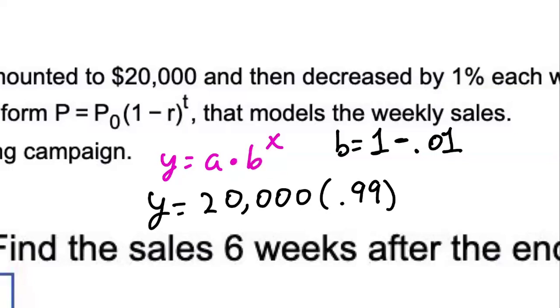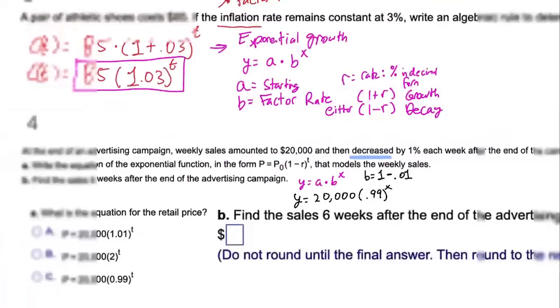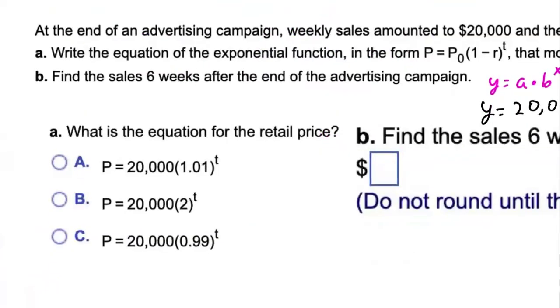Your B determines whether you're increasing or decreasing. Since it's decreasing, and it literally says right there, decrease, you're going to have to do 1 minus the rate. So 1 minus 0.01. And then this would be X, or in this case, it's going to be T because it wants it as T. Does anyone have any questions so far? Because when you try to solve for it, what's the answer? A, B, or C?